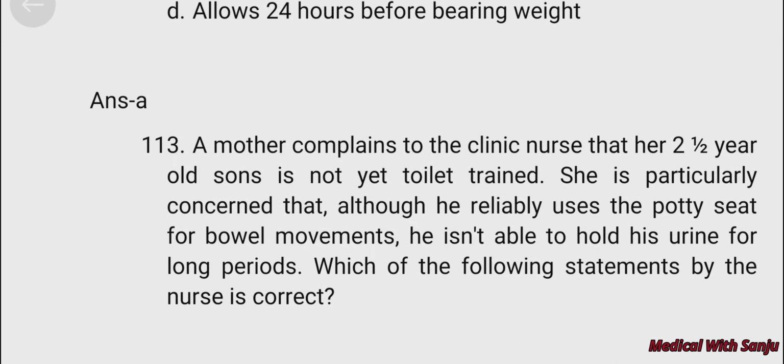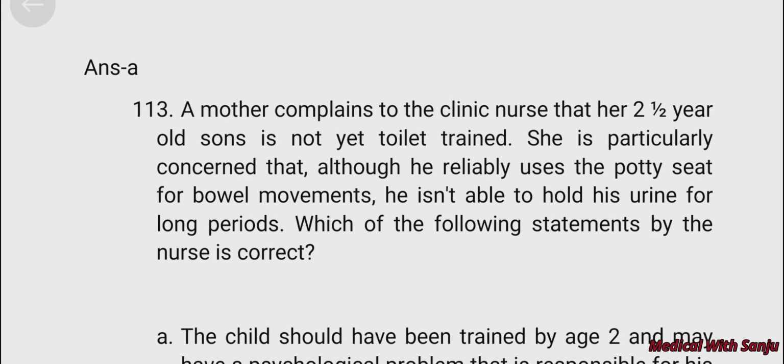Question 113. A mother complains to the clinic nurse that her 2.5-year-old son is not yet toilet trained. She is particularly concerned that although he reliably uses the potty seat for bowel movements, he isn't able to hold his urine for long periods. Which of the following statements by the nurse is correct?